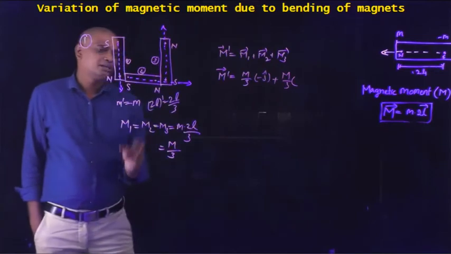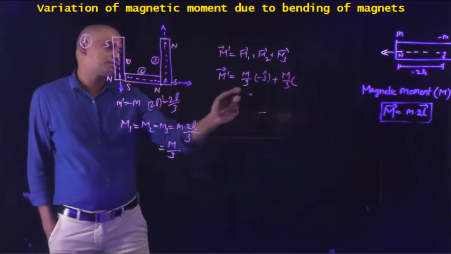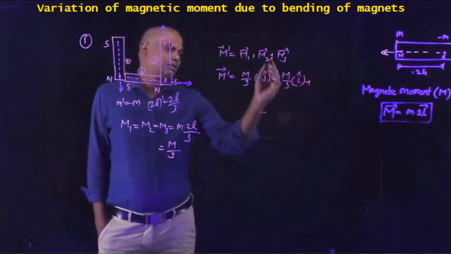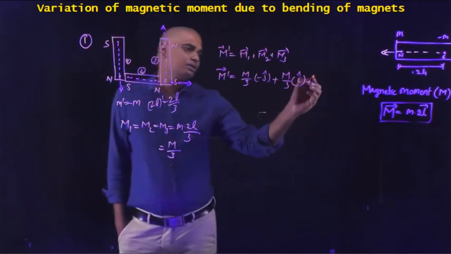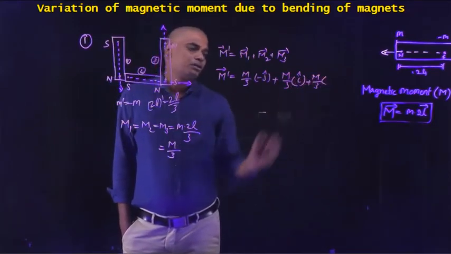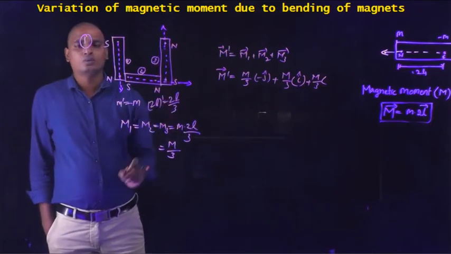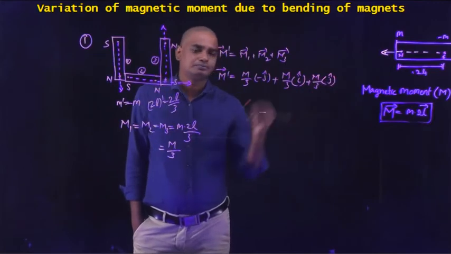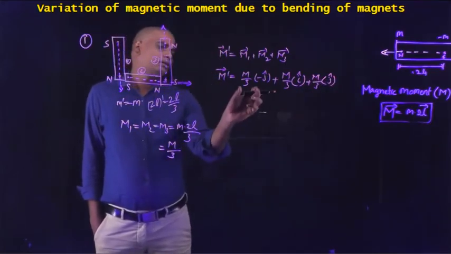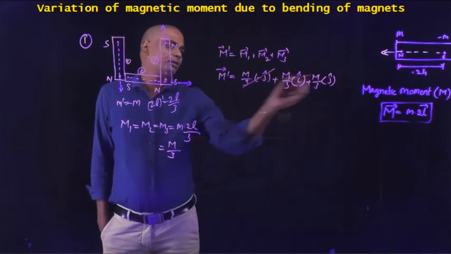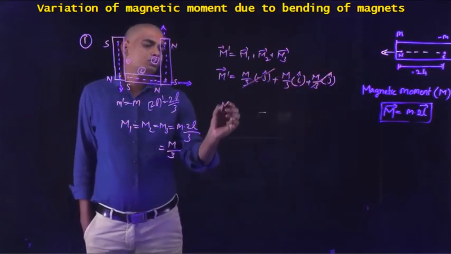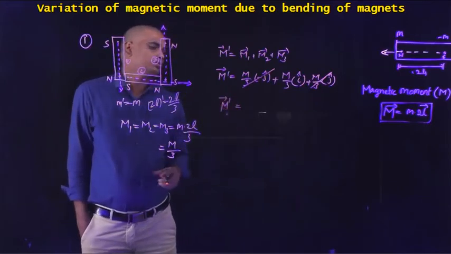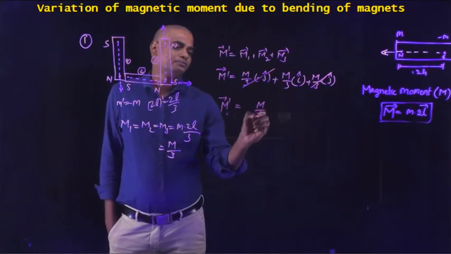Into the direction of the second segment, it shows in the positive x-axis. So i cap, plus m3. m3 is nothing but m by 3, and the direction is along the positive y-axis. Positive y-axis means it is j cap. So here minus m by 3 j cap, here plus m by 3 j cap. They cancel each other. So m dash, or m1 bar, is equal to m by 3 i cap.